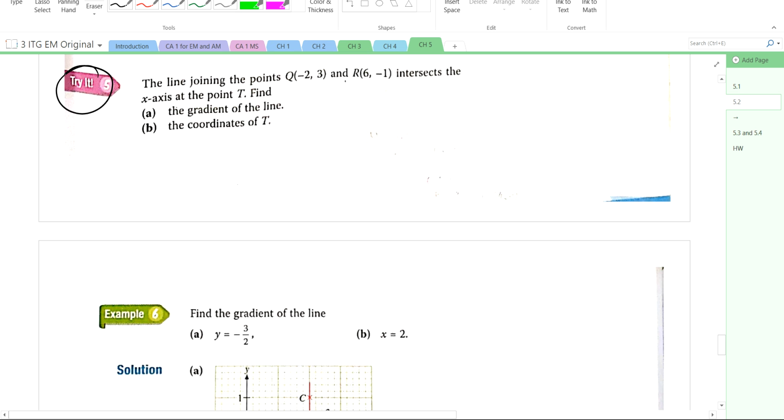Try It 5 says that there's a line joining the points Q and R, and it intersects the x-axis at the point T. Find the gradient of the line. Okay, part A. Do it by yourself. I'll do it concurrently with you.